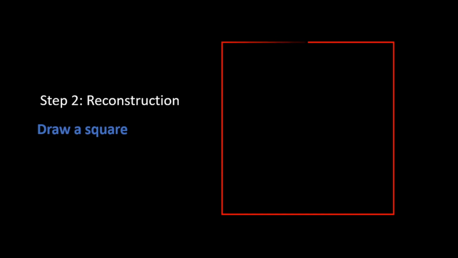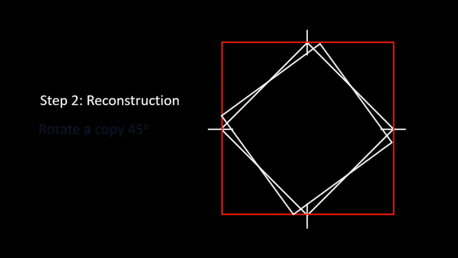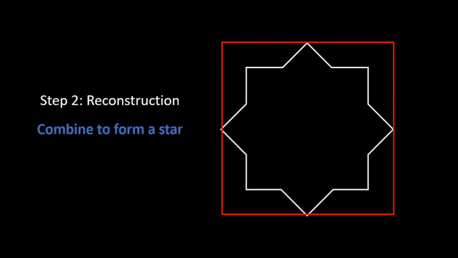Step 2. Reconstruction. Let's create our imaginary square to put all the required squares in proper place. Next, mark the midpoints of each side. Now connect these points to create a square. Rotate a copy of this square 45 degrees. Combine both these squares to form the 8-pointed star. Couldn't have been simpler. Let's place a small square at each of the corners.